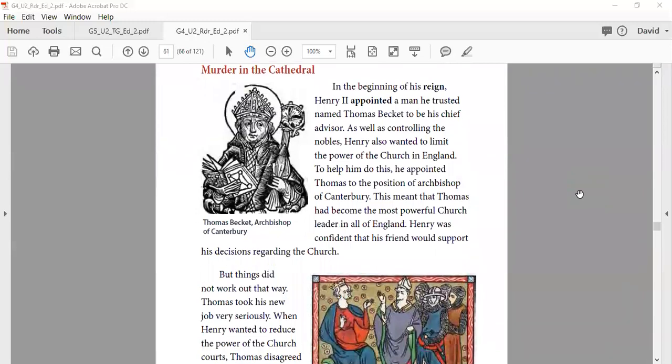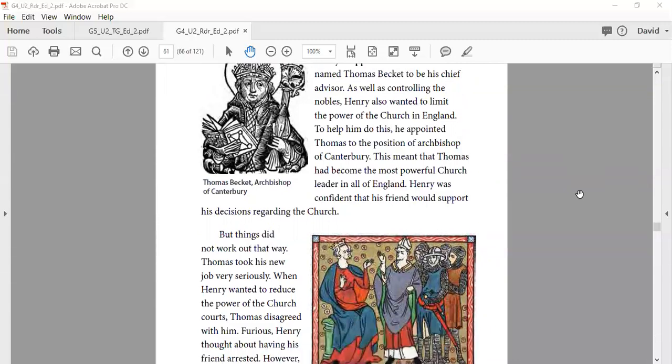Murder in the Cathedral. In the beginnings of his reign, Henry II appointed a man he trusted named Thomas Becket to be his chief advisor. As well as controlling the nobles, Henry also wanted to limit the power of the church in England. To help him do this, he appointed Thomas to the position of Archbishop of Canterbury. This meant that Thomas had become the most powerful church leader in all of England. Henry was confident that his friend would support his decisions regarding the church.